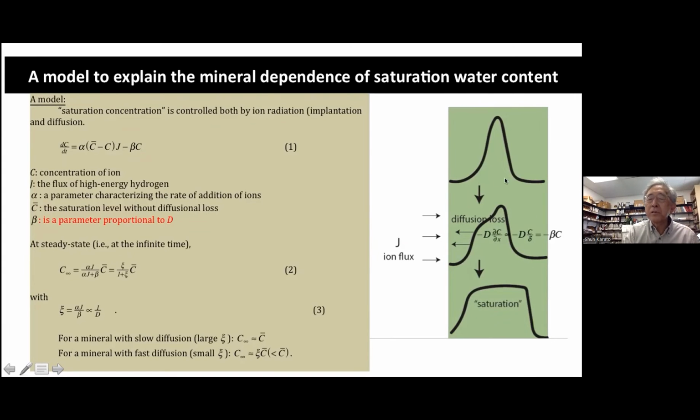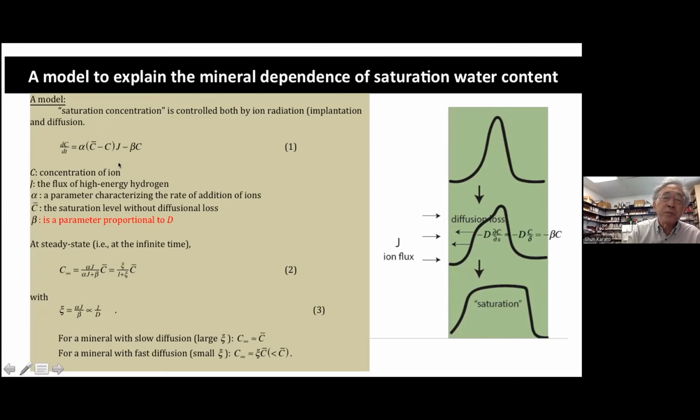And this goes into certain depths of the material and then gives hydrogen to a certain amount, which is shown by C bar. This is the saturation limit. In addition, because of those observations, I assume that there is a diffusion which tries to bring material from the inside to the outside to reduce the hydrogen concentration. So I parameterize the diffusion effect as minus beta C, proportional to concentration C, and the proportional constant is dependent upon the diffusion coefficient. So in this model, the two processes are competing.